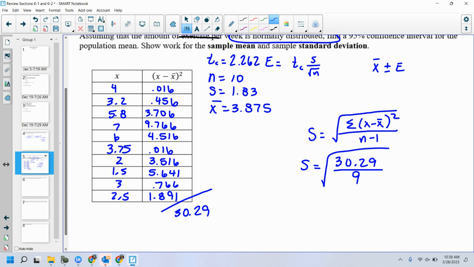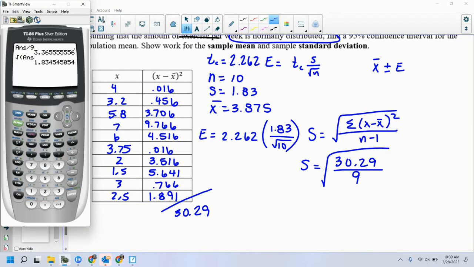Yeah. All right. So now I have all of what I need to find my confidence interval, to find my error margin. So my error margin is going to be TC, which was my 2.262, times S, 1.83, divided by the square root of 10. Now watch out here. You're going to be jumping back and forth between N minus 1 and N. Okay, just be very careful about what formulas require the N minus 1 and what things require the N. Degrees of freedom is N minus 1. Sample standard deviation formula is N minus 1. But error margin is just N.